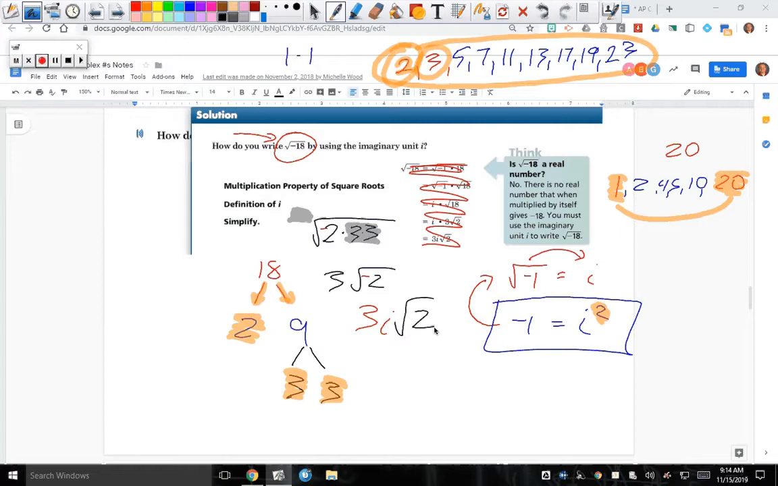Questions? So, okay. This is my answer to the square root of negative 18. Can someone tell me why I do not have a plus or minus answer on this? It's subtle, but important.